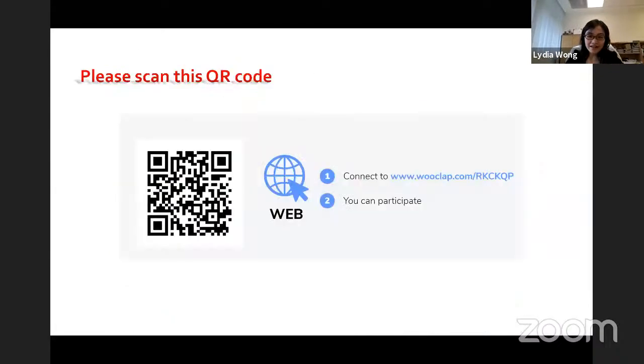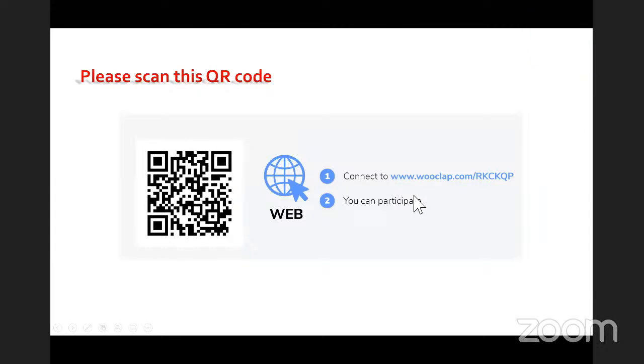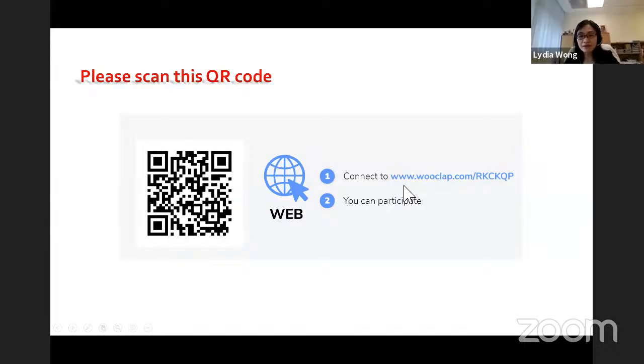So let's do an interactive survey. Yeah, please scan this QR code. Or you can also type in this address in your laptop. You can use laptop or you can use mobile phone. And then you can start participating in the quiz. Yeah, this is the question. Are you able to see the question? I already switched it on.